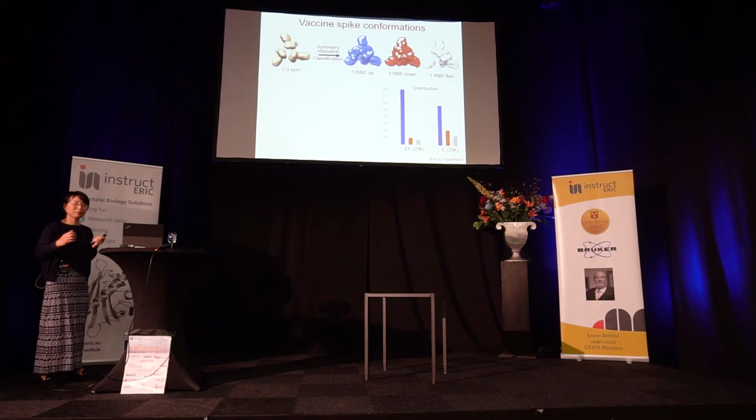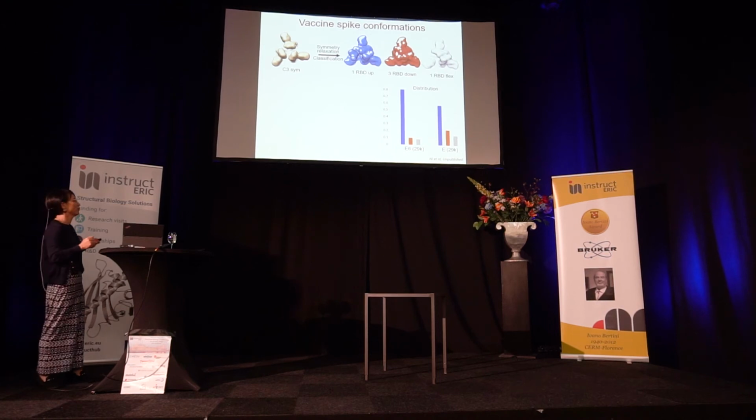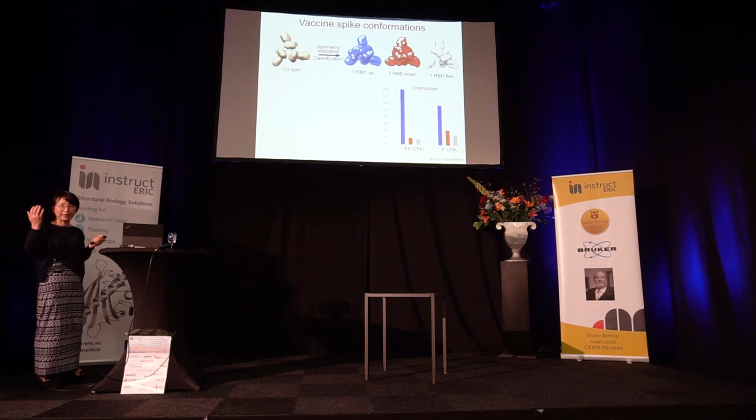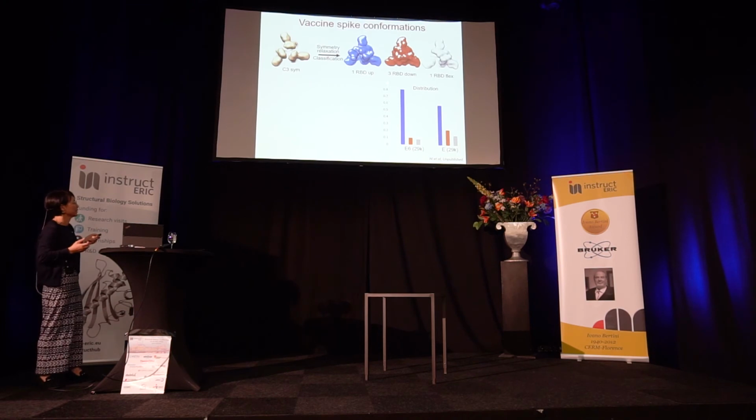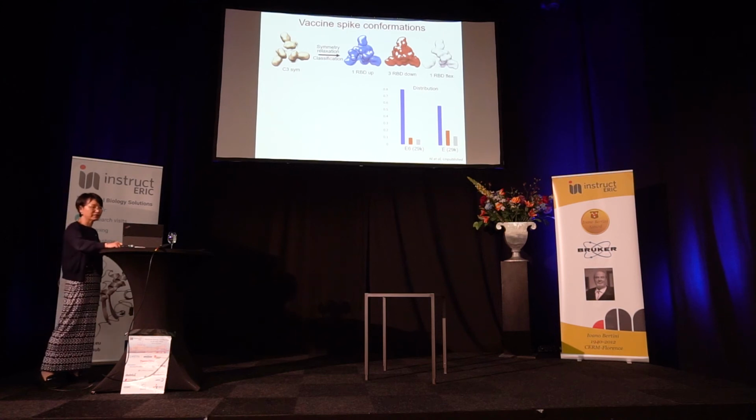We tested two vaccine candidates. One is called HEX, a six-proline stabilized spike construct. The other one is not. You can see the distribution of different conformations within these two candidates. The stabilized construct has really the majority in the one-RBD-up conformation, which is most relevant to antibody binding and vaccine efficacy. The other one also works quite well, but not as well as the stabilized version.